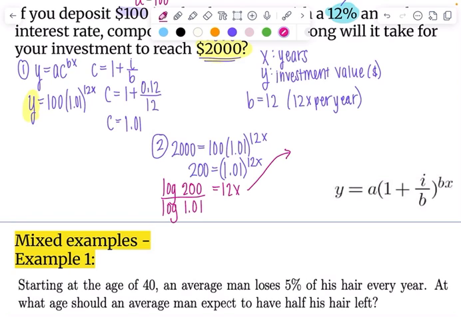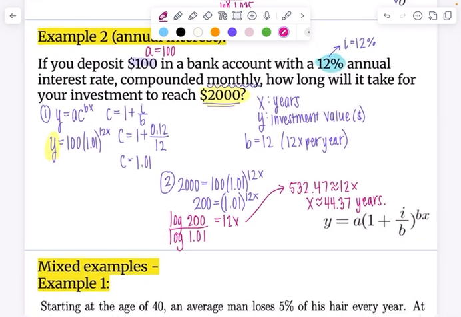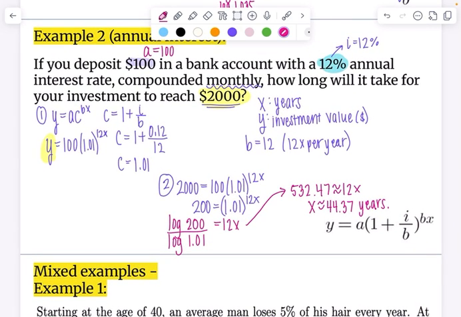Log of 200 divided by log 1.01 is approximately 532.47. And we can divide both sides by 12. So it would take 44.37 years. So if you're depositing only $100 and you just let it sit and you just wait for it to reach $2,000, it's going to take 44 years.